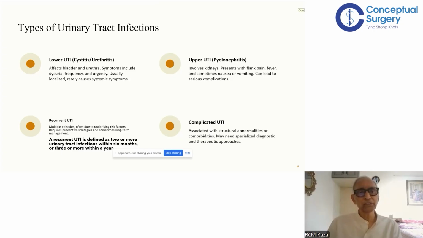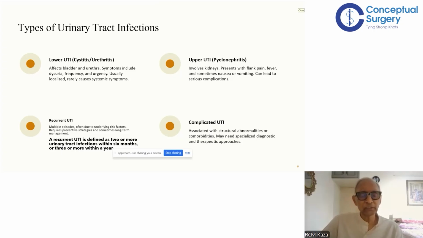They are usually localized and rarely cause systemic symptoms. That means it's very unlikely, although it can happen occasionally, that from cystitis or urethritis you have systemic symptoms. On the other hand, if you have infections which involve the kidneys and it results in pyelonephritis, then that quite often is symptomatic in terms of systemic symptoms, like fever, in addition to the local symptoms like renal angle tenderness, flank pain and fever, and sometimes nausea and vomiting, right? The sign will be a renal angle tenderness. So when you have this situation, that goes into a complicated urinary tract infection.